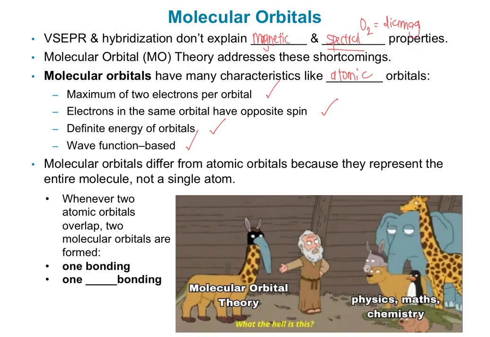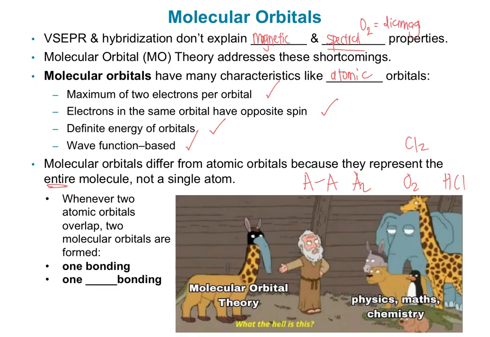But they differ because we're dealing with the entire molecule, or in the case that you'll deal with, between 2 atoms. So like A bonded to A, like A2. That's not a real molecule, but like O2 or Cl2, or even HCl. So 2 atoms, they don't have to be the same atom. But when we have 2 atomic orbitals that overlap, we're going to have 2 molecular orbitals that get formed.